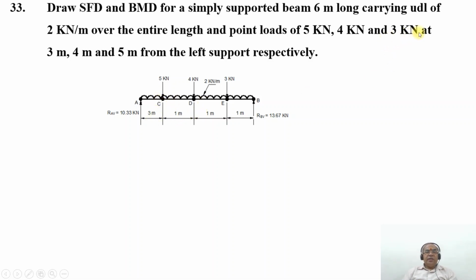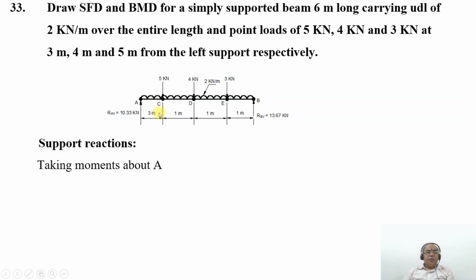Then 3 kilonewton at 5 meters from the left support. So from here to here, it is 3 plus 1 plus 1, which becomes 5 meters from the left support. And draw the shear force and bending moment diagram. First we are going to find out the support reactions.